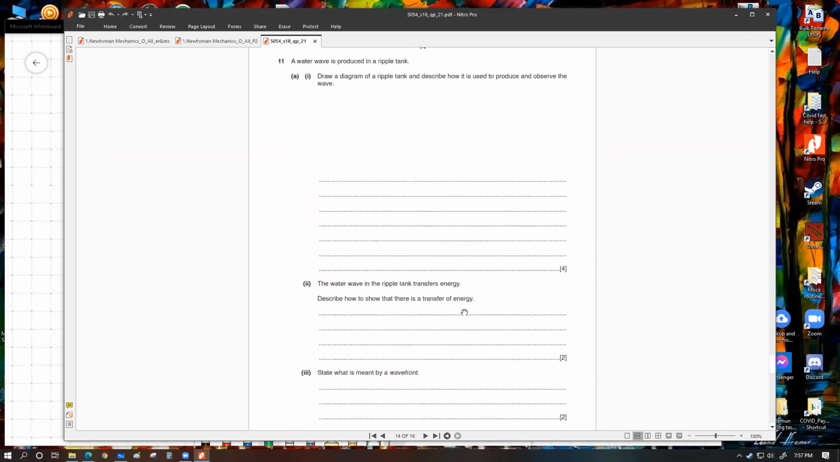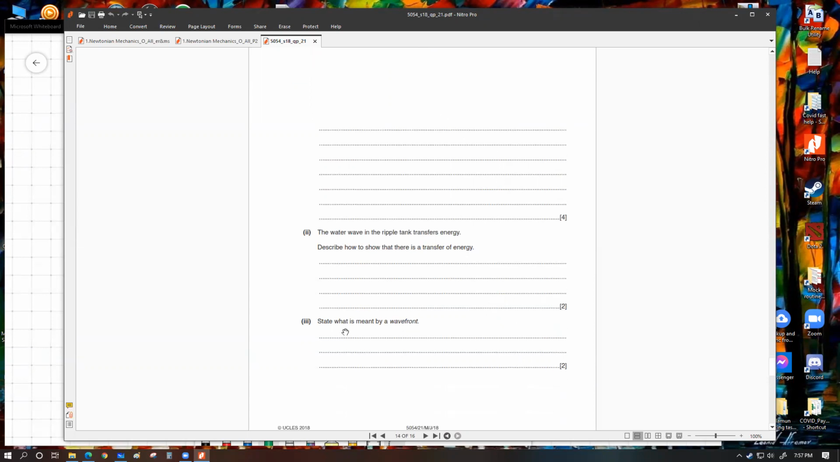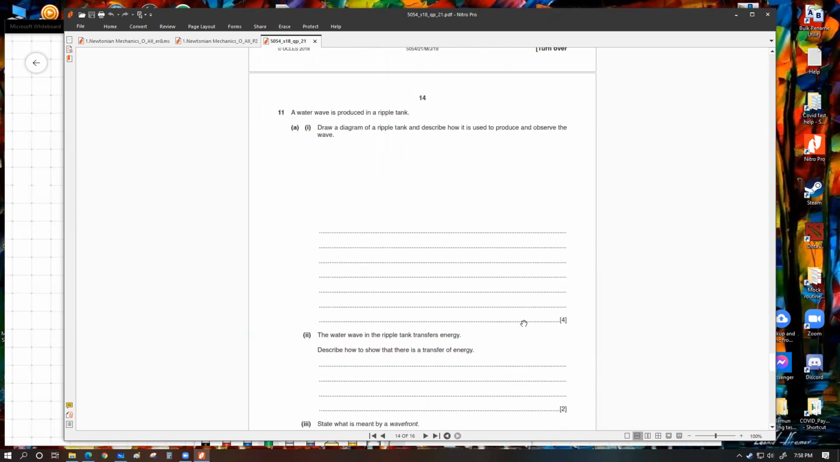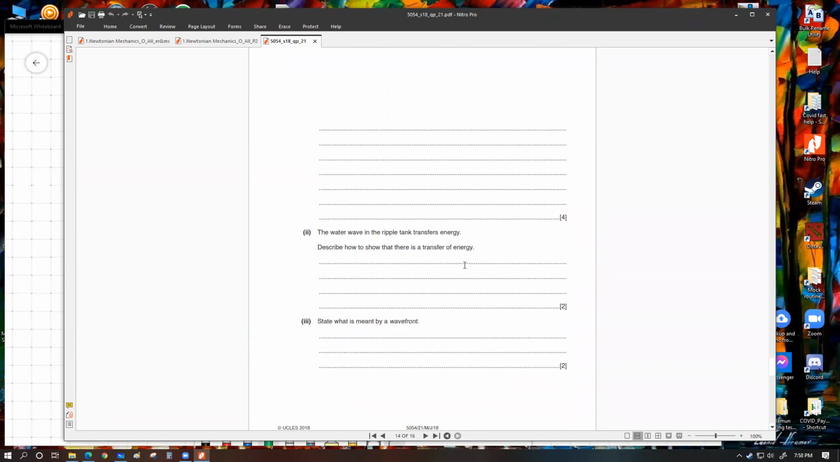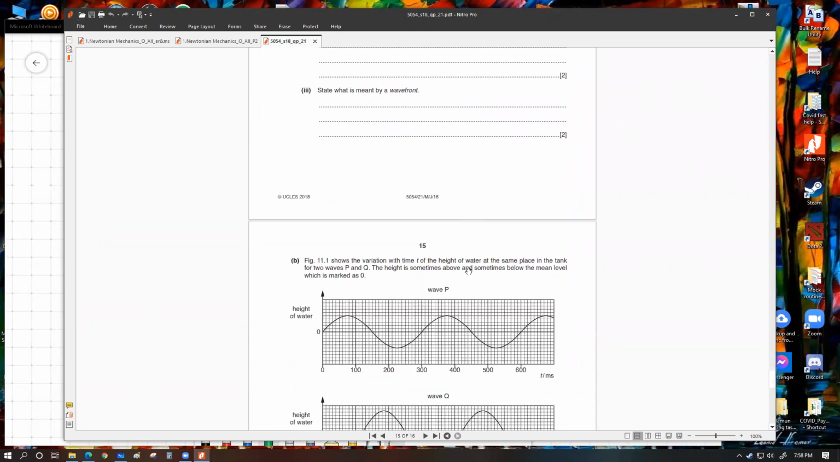And this is also from the wave chapter. Describe water waves in a ripple tank. The water wave in the ripple tank transfers energy. Describe how to show that there is a transfer of energy. So you have to explain that experiment. State what is meant by a wavefront. So you have to give a definition that is detailed enough to score you full 2 marks. So you have a total 8-mark question over here, which might seem somewhat scary.